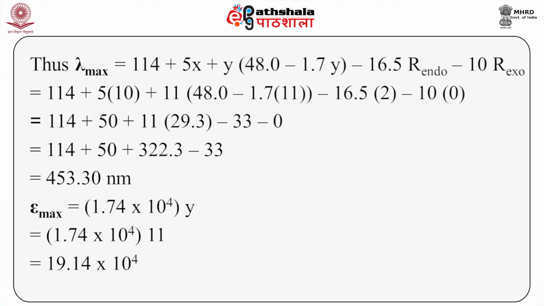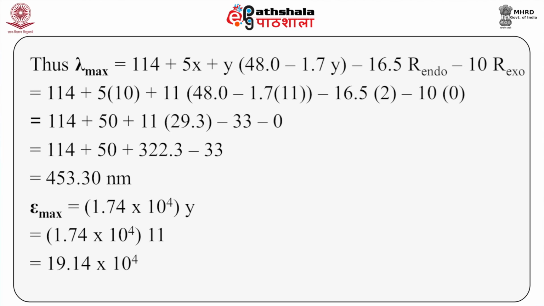Calculating Emax of beta carotene, we know that Emax for polyenes according to the Fieser equation is 1.74 into 10 to the power 4 within brackets into y. Now calculating for this particular beta carotene structure, y happens to be 11. Thus the value of Emax becomes 19.14 into 10 to the power 4.